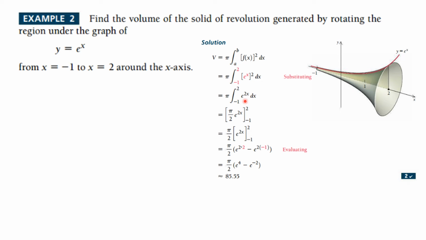Now we do have to do a change of variable here. We're going to let u equal 2x, but when we do that and do the integration, and you should verify these calculations, we're going to get as the integrand pi over 2 e to the 2x, and it goes from -1 to 2. So we're going to use the fundamental theorem of calculus to evaluate this. We'll substitute the top value in, minus the bottom value, and so this is going to be pi over 2 times the quantity e to the 4th power minus e to the -2. That's the exact answer, and if you plug this into a calculator, you will get around 85.55. You should verify all of these calculations.